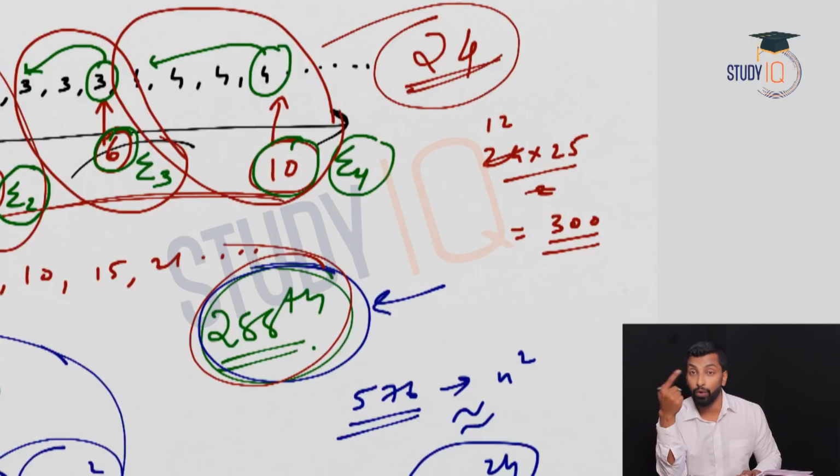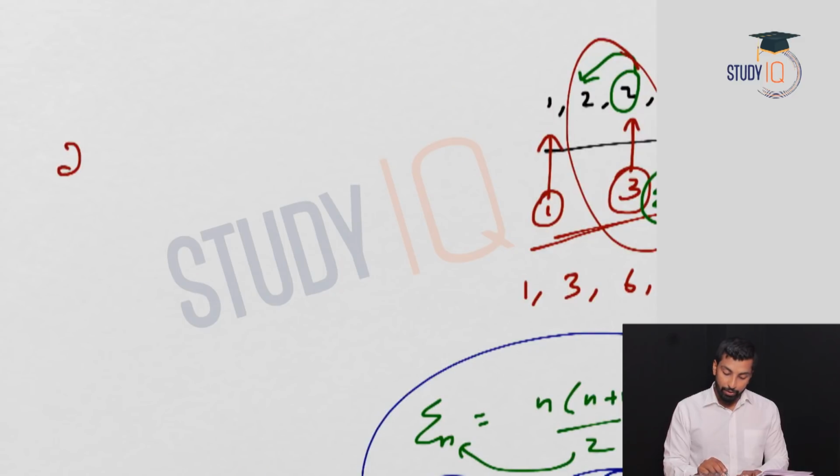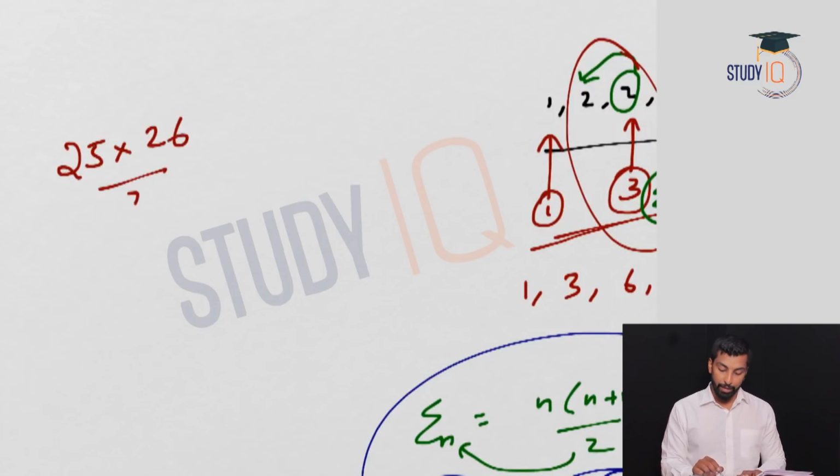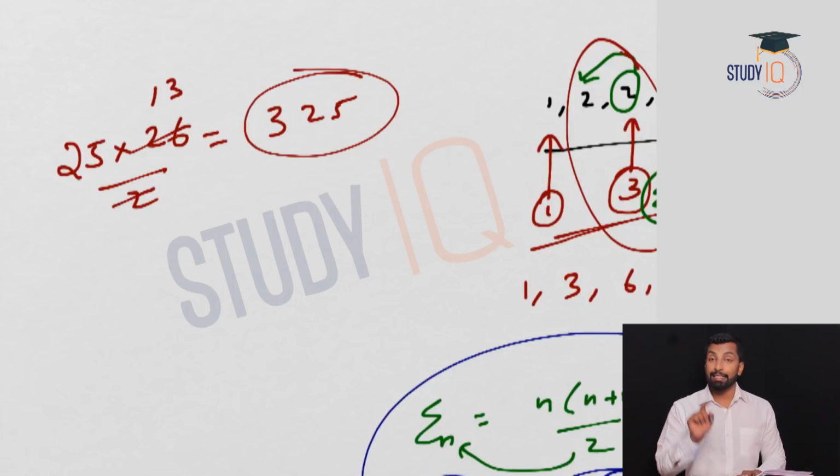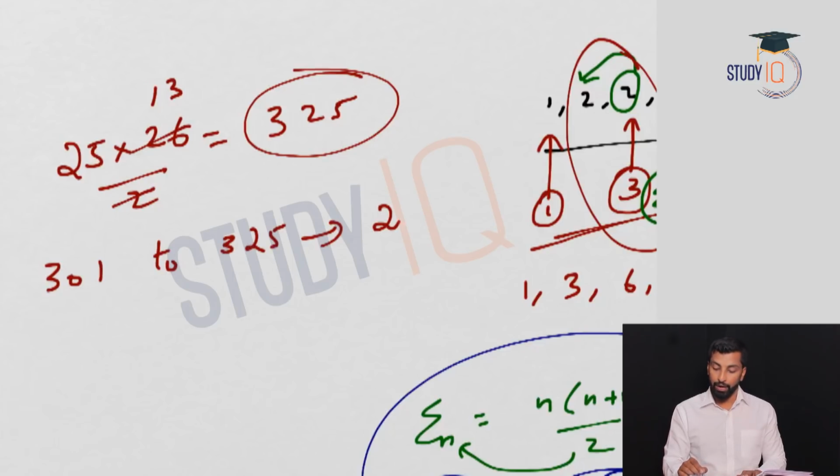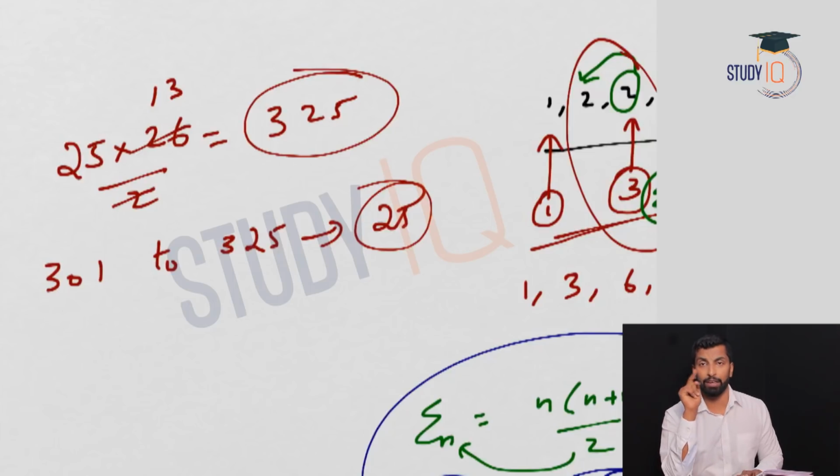If I ask you the 301st term, that will be 25. Why? What is the condition? Let's take sigma 25. Sigma 25 is 25 into 26 divided by 2. This is getting cancelled out and you get 325. What does this mean? Sigma 25 is 325, so the 325th term will be 25, previous 25 will be 25. That means 301 to 325 will be 25. I can ask you any from this: 301, 302, 303, 312, 313, 314, 324, 325 will be 25.